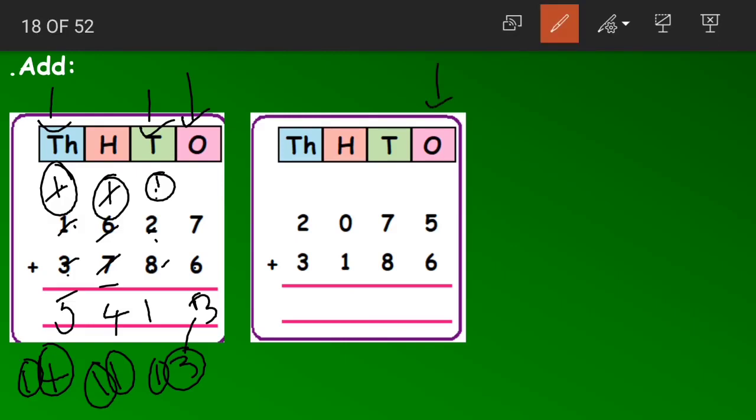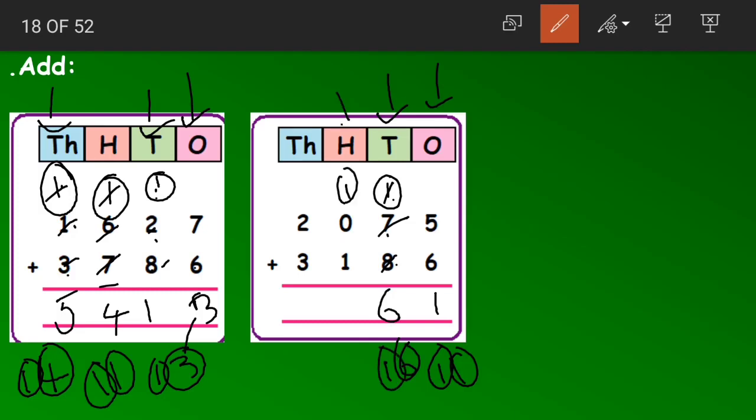In the ones place we have 5 plus 6. So 5 plus 6 becomes 11. Yes. 1 will be written here and the other 1 in tens digit will be carried. In the tens place we have 1, 7, 8. 1 plus 7 becomes 8. 8 plus 8 becomes 16. So the digit in ones place which is 6 will be written here and 1 will be carried.